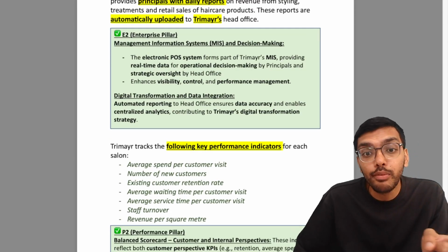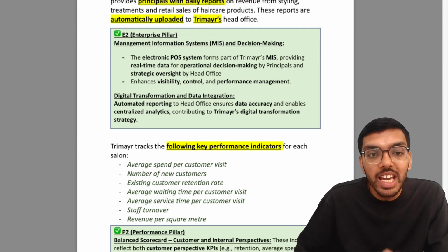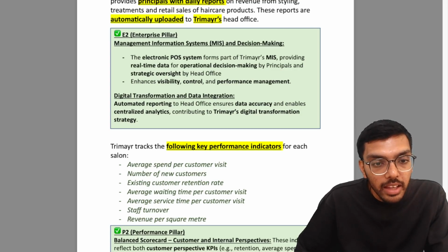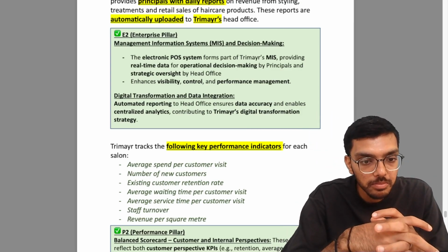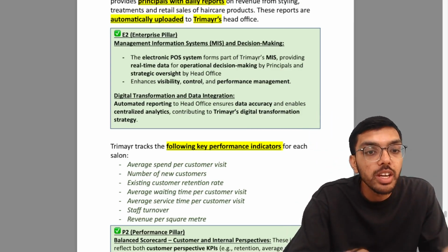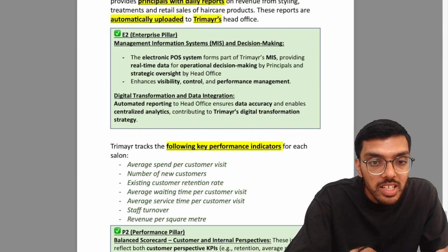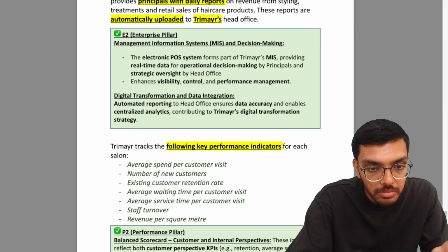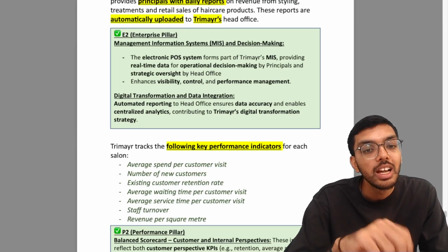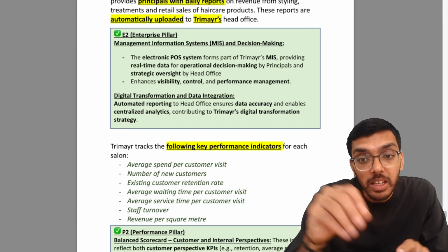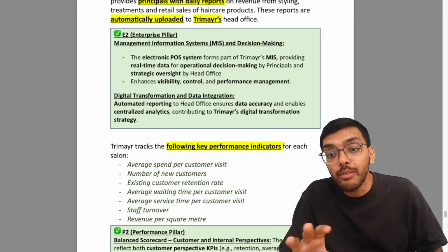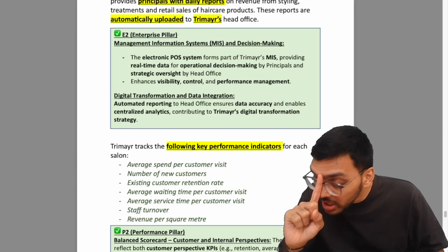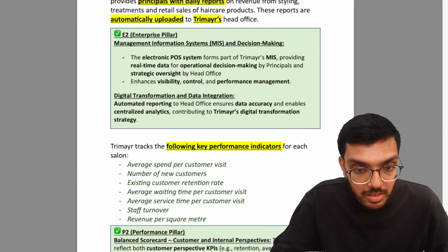Now, Trimayr tracks the following KPIs. So we already have seven KPIs for each salon that we track. Average spend, number of new customers, existing customer retention rate, average waiting time, average service time, staff turnover, and revenue per square meter. We track these. So naturally, these are very important seven indicators for Trimayr. You need to remember these KPIs.